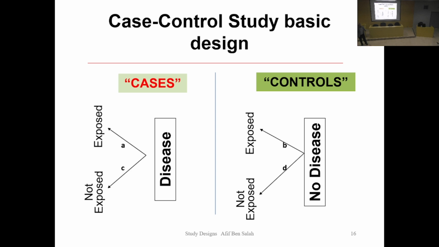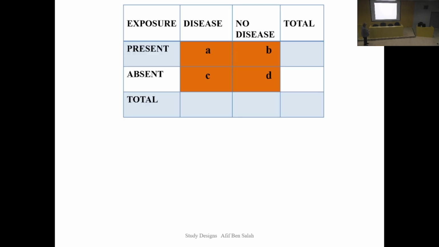This is the idea. We'll see how we can implement this. So you know this classic table. We saw it even in the cohort study. But what's the difference? In the cohort study, we start by exposure and we have big numbers. Now we start by disease or no disease. We have smaller numbers and the two groups are comparable.